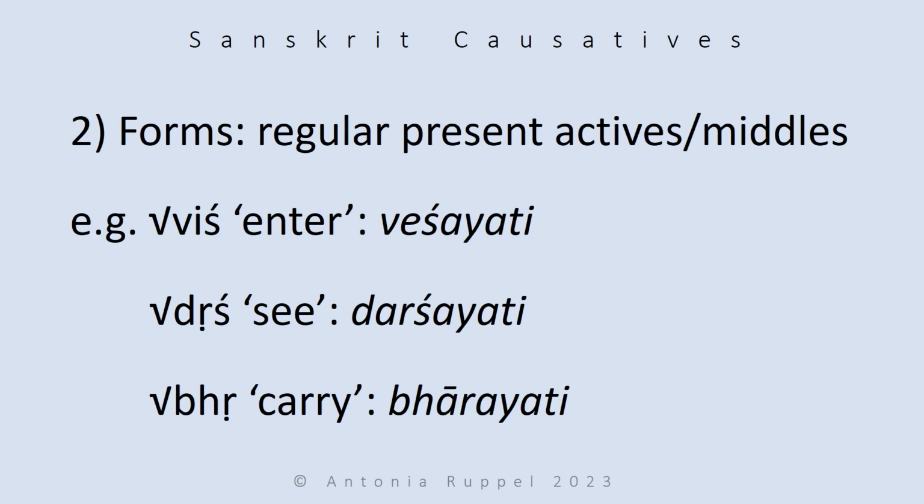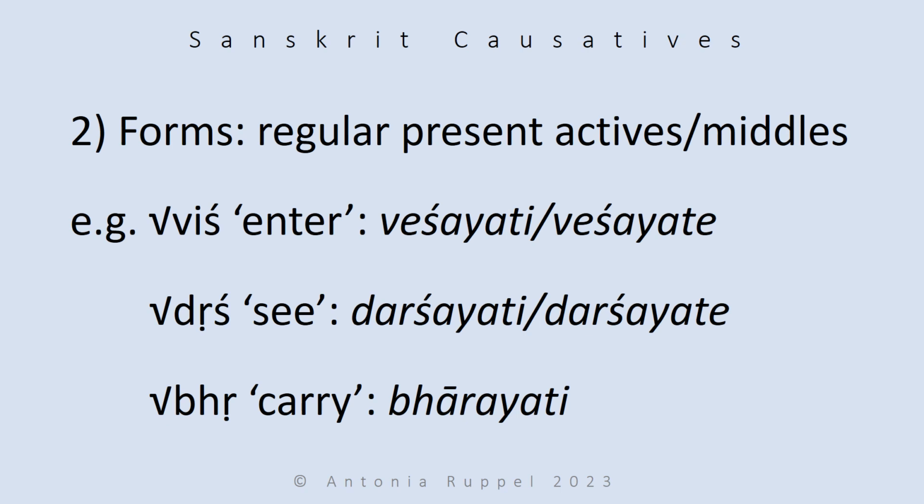The same also works for the middles. As always, middles have the exact same stem as the active, they just have a different ending, the mediopassive ending. So instead of veshayati, I have veshayate. Instead of darshayati, I have darshayate. Instead of bharayati, I have bharayate. And as always, the middle is translated into English in basically the same way as the active. So veshayati or veshayate makes enter, darshayati or darshayate makes see, bharayati or bharayate makes carry.